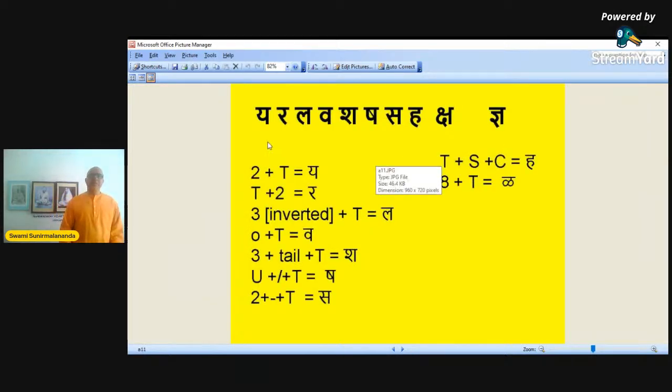The next is ya, ra, la, va, sha, sha, sa, ha, la had to be written. La is here. Ksha, gya. This ya is the written 2 plus T. Handwritten 2 plus T. Just write a 2 and plus T becomes ya. In order to write ra, first write T and then 2.